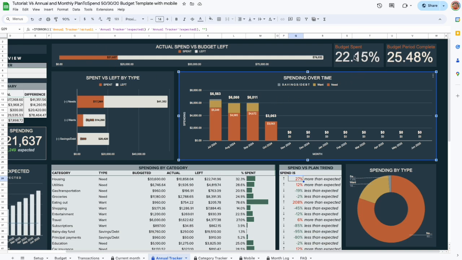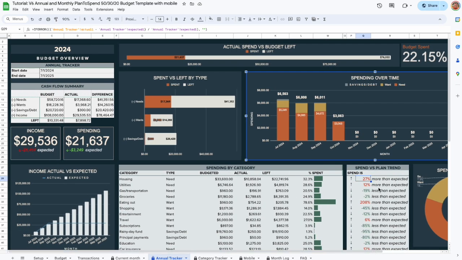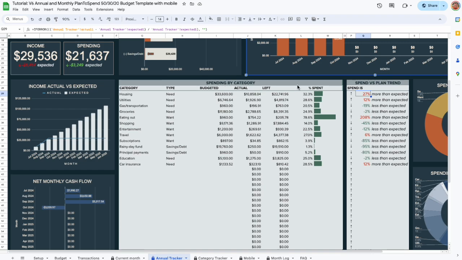And I wouldn't expect these to ever be perfect, but if there was a big discrepancy, that would definitely be something I'd want to drill into and understand why my spend might be outpacing what I'd expected. You can take a more granular look at that pacing in the spending by category and spend versus plan trend area of this. So this is showing you not just the ratio of what's spent, what was budgeted, what was actual, what's left, what does that mean in terms of dollars spent, but also when I'm thinking about this in an annual view, how am I pacing?